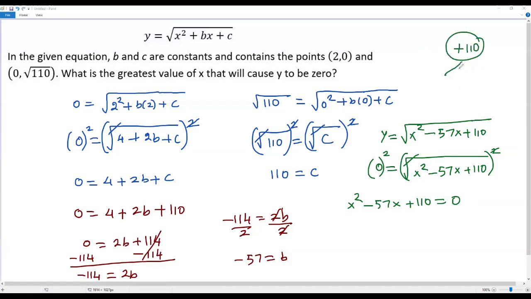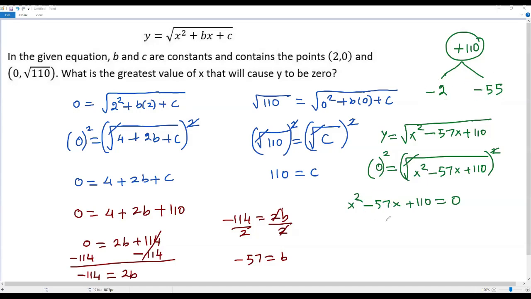I have to get two factors for this constant, positive 1 and 10, such that the product of the two factors must be equal to positive 1 and 10, and when I add the two factors, the sum must be equal to the coefficient of x, negative 57. I think negative 2 and negative 55 will work. When I multiply them, negative times negative becomes positive, and 2 times 55 is 1 and 10. When I add negative 2 and negative 55, I'm getting negative 57, which is the coefficient of x.